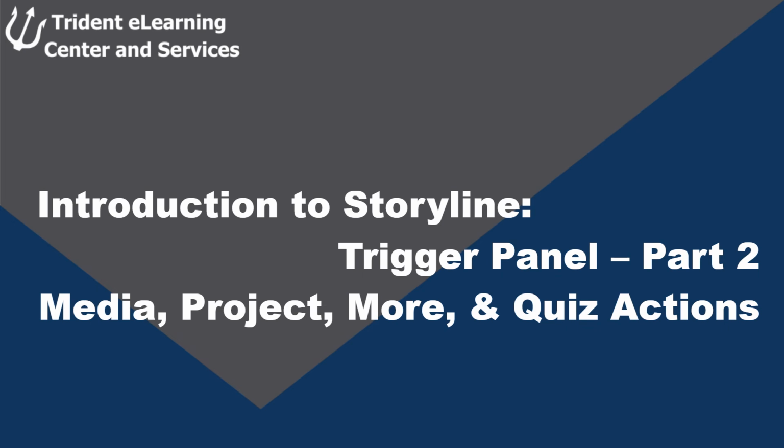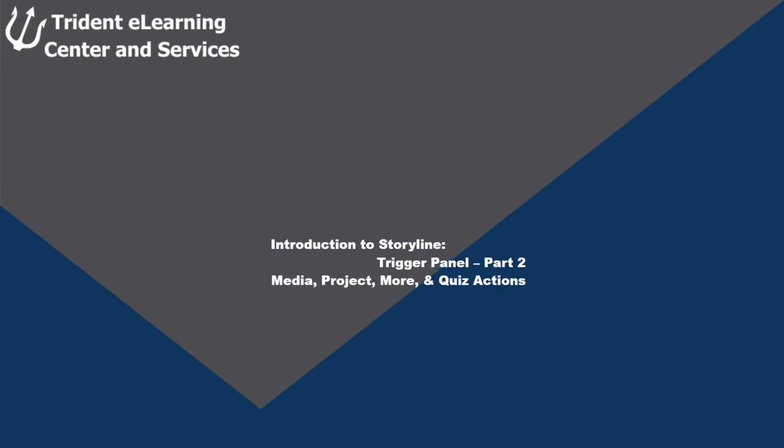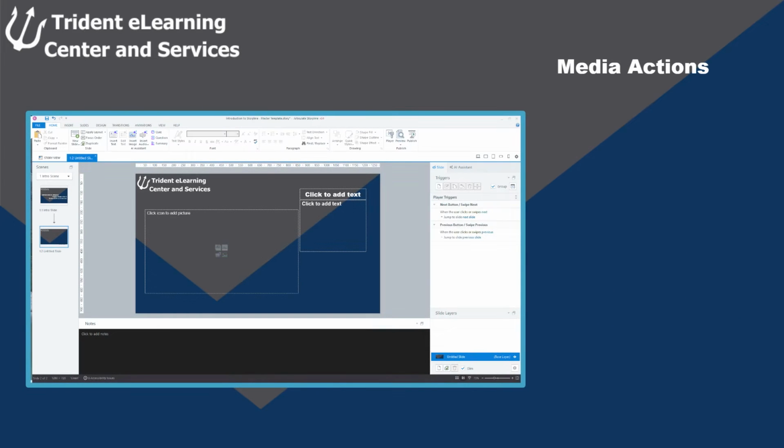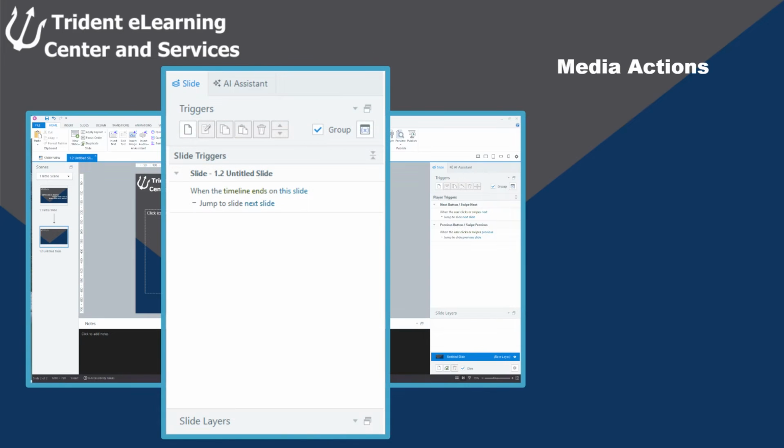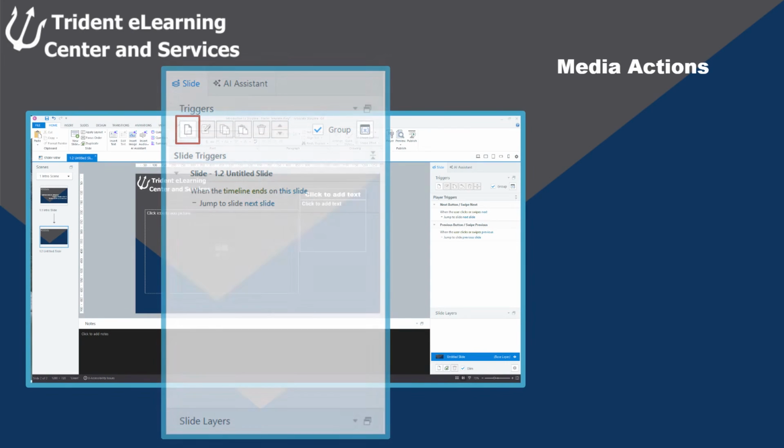These actions build on what we covered in the last video and give you even more ways to control what happens in your course. Today, we're taking the next step and focusing on the media and project actions, the triggers that help you manage audio, video, and overall course behavior. Let's get started. Just a quick reminder before we begin, you can open the Trigger Wizard by selecting the new trigger icon in the Trigger panel.